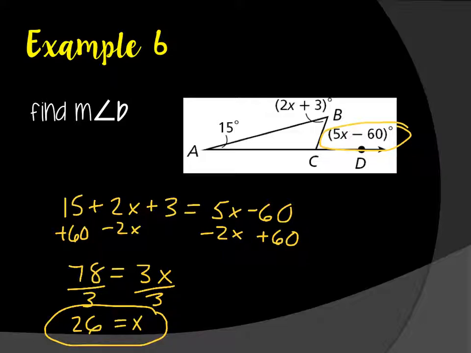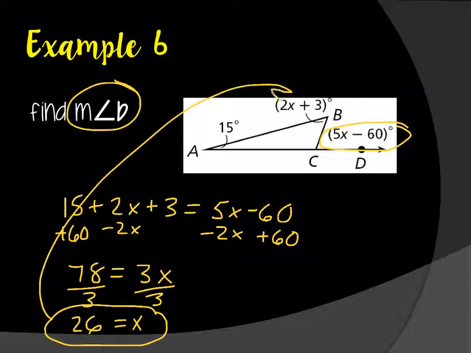2x plus 3. So it's asking us to solve for b. So we need to take what we found for x and plug it into our equation for b. So angle B is equal to 2x plus 3. So 2 times x, which we know is 26, plus 3.